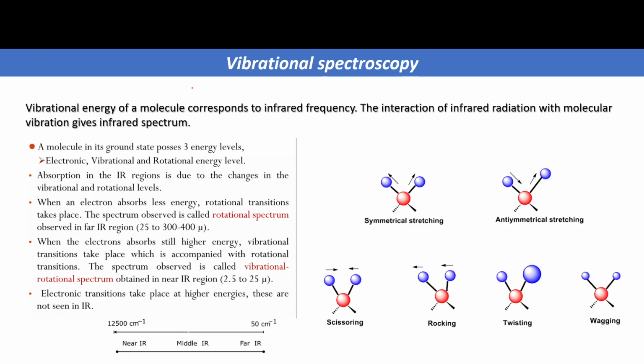In this week you have studied vibrational spectroscopy. So what do you mean by vibrational spectroscopy, and how can you obtain an infrared spectrum? Whenever we are talking about vibrational spectroscopy, we deal with the infrared region.